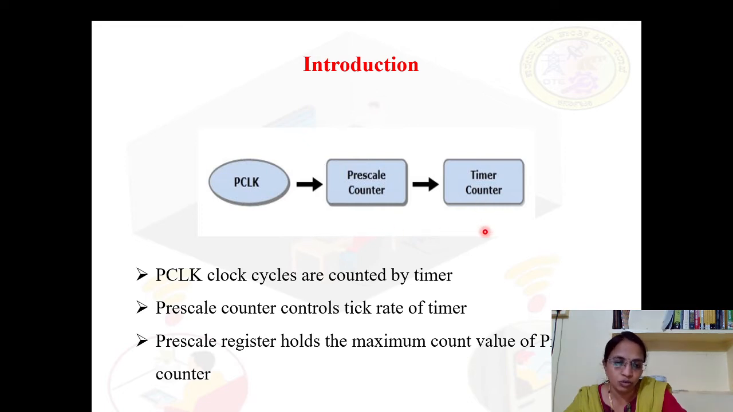of the timer counter. For example, if the prescale register is equal to 1, then at every clock cycle of the peripheral clock, the prescale counter will be incremented by 1 and the timer counter will also be incremented by 1. In that case, it is as if the timer counter is directly connected to the peripheral clock. But if the prescale register value is equal to 2, then at every 2 clock cycles of the peripheral clock, the prescale counter will generate the output. What is the maximum value it can count? Now it will be equal to 2.